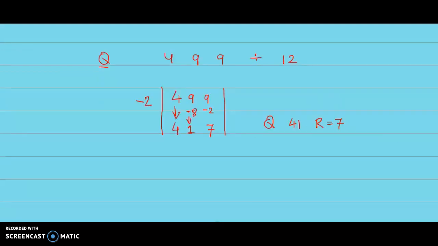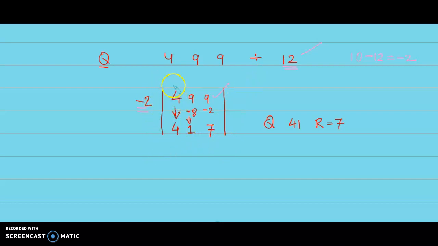So here is our first question, where we are asked to divide 499 by 12. First of all, you write the dividend 499 like this, and as we are required to divide by 12, 10 minus 12 is negative 2. So write negative 2 here like this and draw two parallel lines like this.